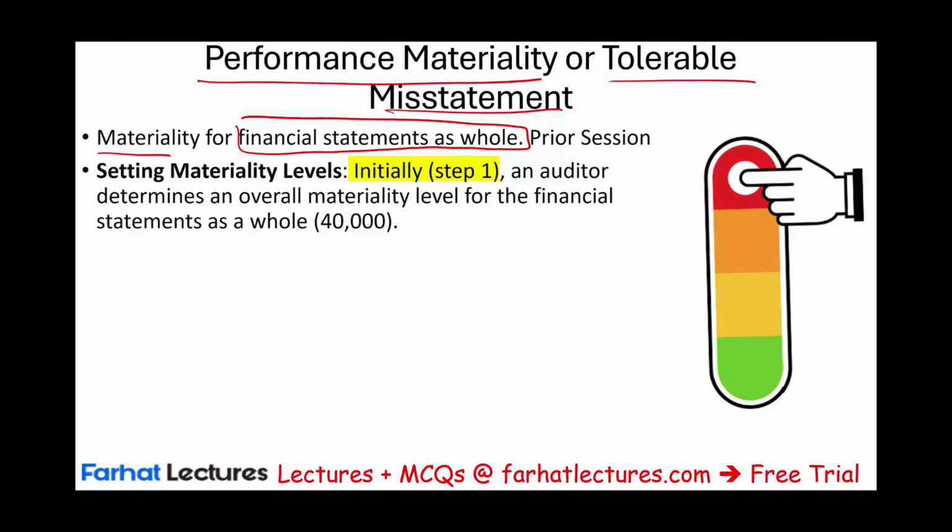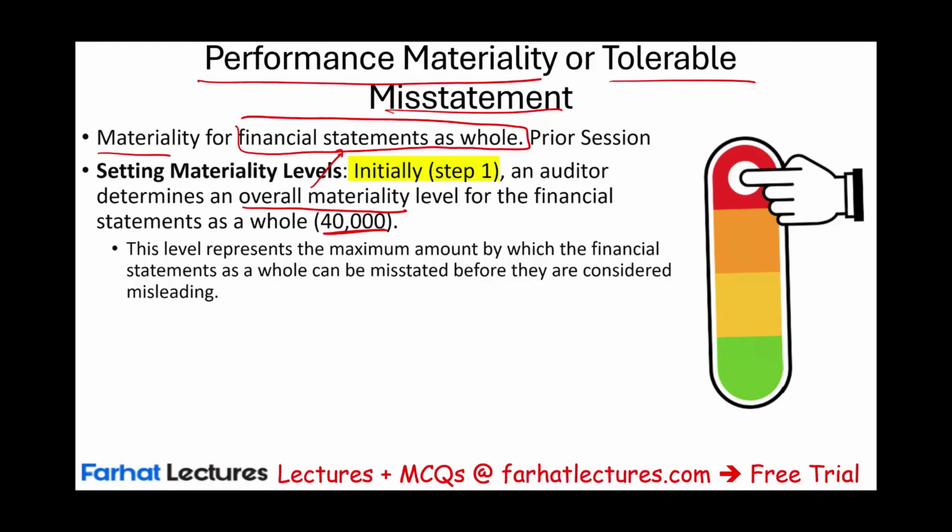So an auditor will have to determine the overall materiality, which is the materiality for the financial statement as a whole initially. And let's, for the sake of illustration, say that figure is 40,000. Now, in the prior session, we looked at how we computed that figure, whether it's a percentage of total assets, percentage of revenue, percentage of earnings before taxes, or some other figure.